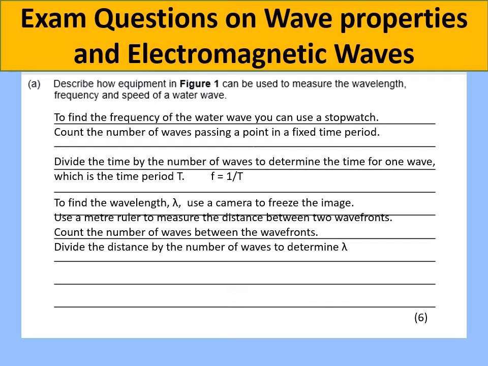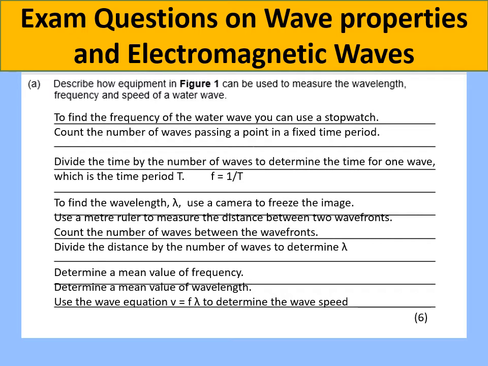Second bit is to work out the wavelength. To find the wavelength lambda, using a camera is probably easier. Take a photograph of the screen, then use a meter ruler. Make sure that the meter ruler is already in line when you take the photograph of the screen as well, and measure the distance between two wavefronts that are a little bit far apart.